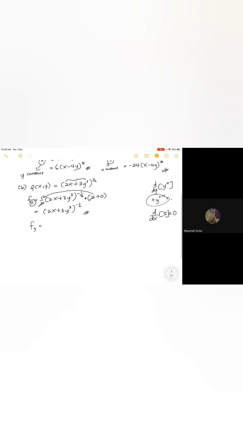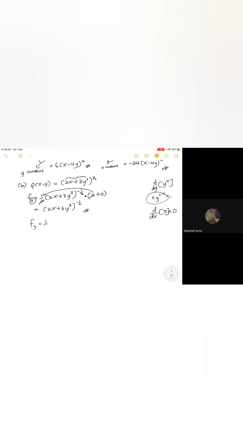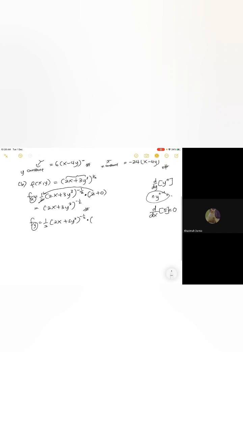For fy pun sama. Okay, first of all, let's bring the power to the front. Then it will become negative 1 over 2. Then multiply, differentiate 2x plus 3y to the power of 3 with respect to y now. So the 2x will become 0. The 3y to the power of 3 will become 9y to the power of 2. Okay, so it will become 9 over 2 y to the power of 2, (2x plus 3y to the power of 3) to the power of negative 1 over 2.